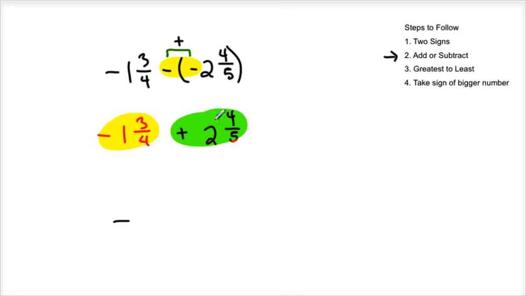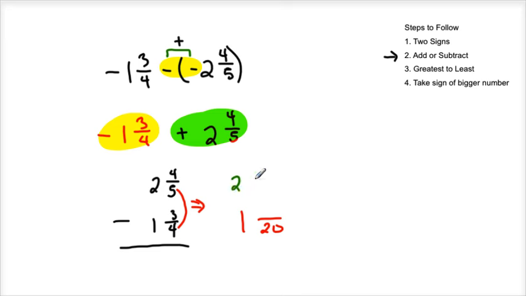Put them in order from least to greatest. I'm sorry, from greatest to least. So I got 2 4/5 minus 1 3/4. Okay, so when we add or subtract fractions, we need a common denominator. My common denominator here, we could take a shortcut. 5 times 4 is 20, so it's going to be 1 and something over 20. And this one is going to be 2 and something over 20.